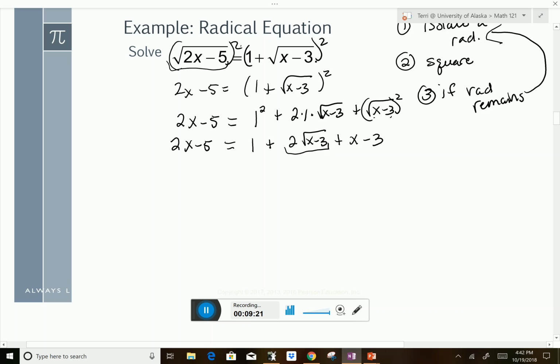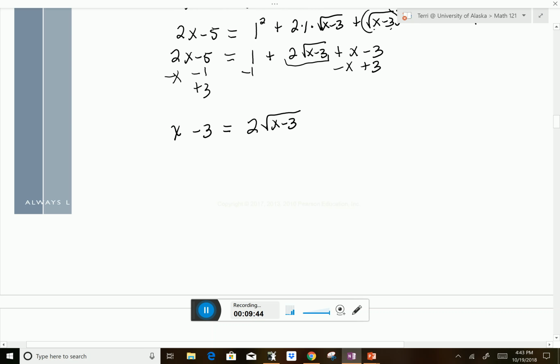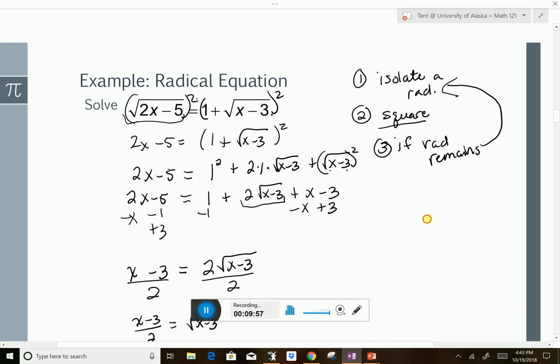I'm going to start by subtracting 1, adding 3, and subtracting x. So let's see what we get. 2x minus x is x. Negative 5 minus 1 is negative 6, plus 3 is negative 3, equals 2 times the square root of x minus 3. So now I have to divide both sides by 2. And I have x minus 3 over 2 is equal to the square root of x minus 3. Now I can move to step 2 and square it again.